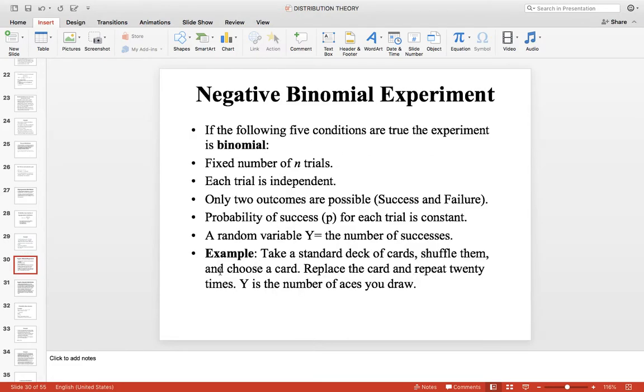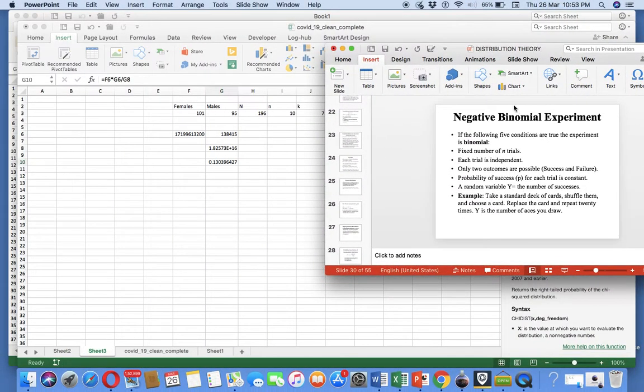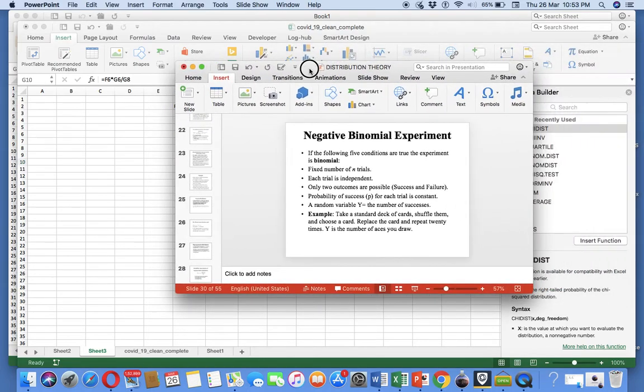And now we move on to the fourth discrete distribution, and that's called the negative binomial distribution.